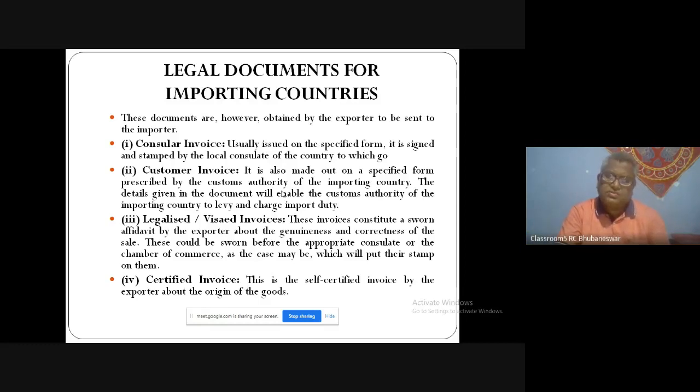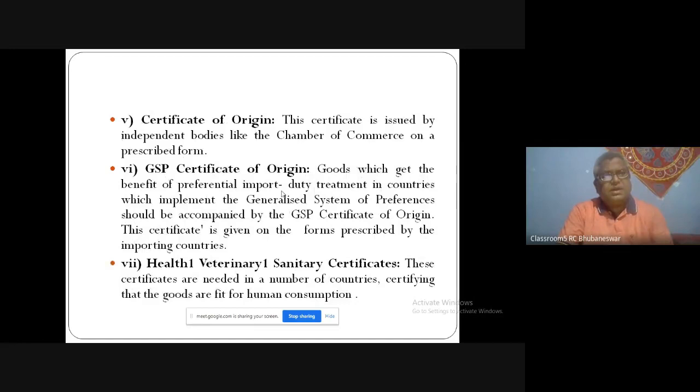These documents relate to the customs office, which can charge customs duty in consultation with the customs officer, so these particular documents are required. Another one is the certificate of origin, issued by a chamber of commerce. I have already stated this is not essential, but somehow it is required. The GSP certificate of origin is also required.